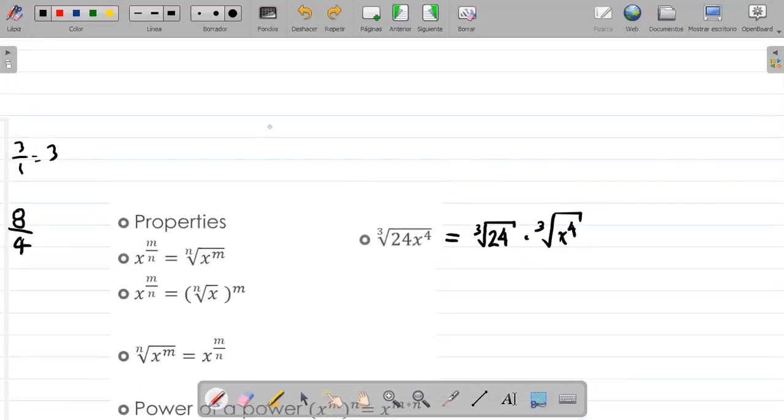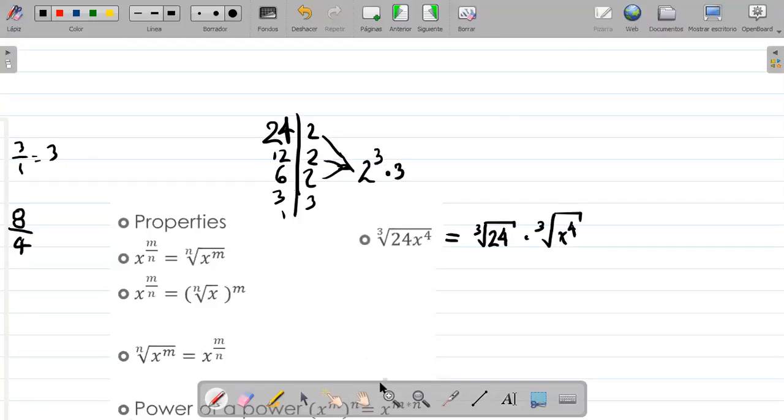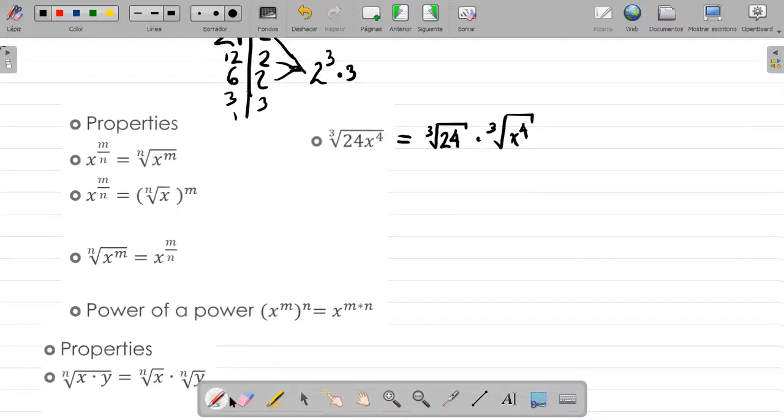So I'm gonna decompose 24: 24 has a half, which is 12, has a half, which is 6, has a half, which is 3, and it's divisible by 3, which is 1. It's a cubic root, which means that we want to group these three by three. So we're going to have 2 to the power of 3 times 3. This is the only way to represent 24. There's no other one. And that way, we see that 24 doesn't have an exact cubic root. Cubic root of 2 to the power of 3 times 3.